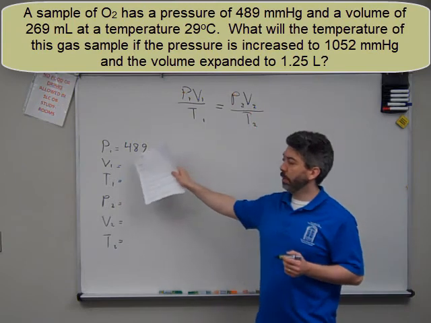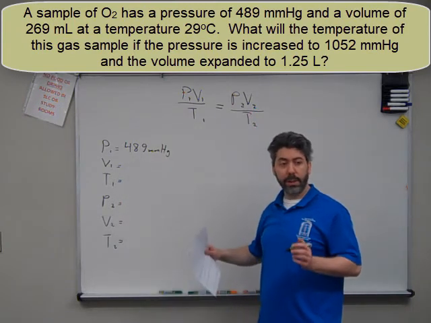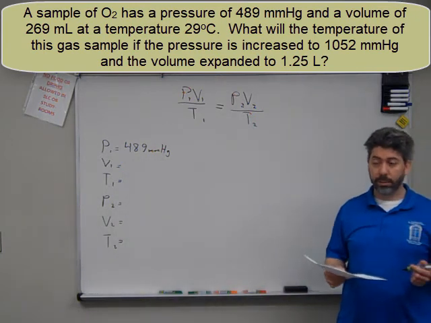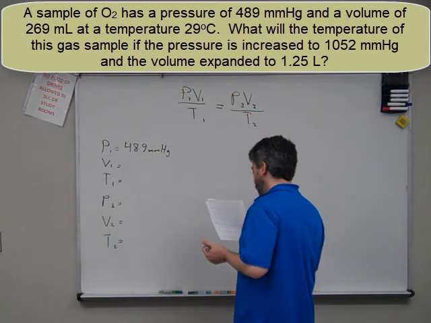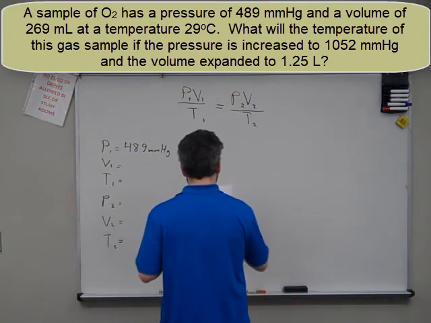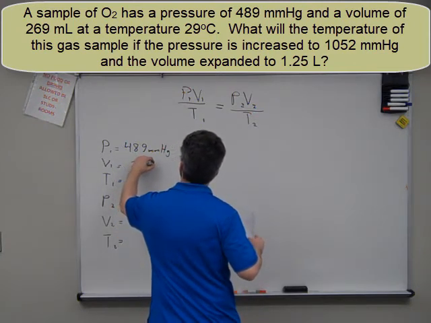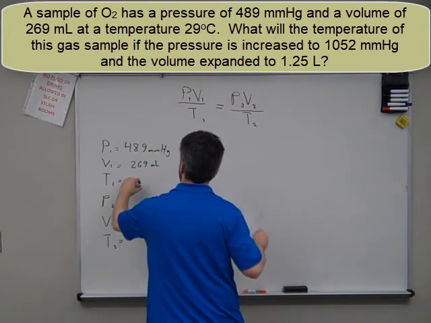Remember, your P1, V1, and T1 are your initial set of conditions, and your P2, V2, and T2 are your final set of conditions. What's my initial volume? 269 milliliters. And what's my initial temperature? 29 degrees Celsius.